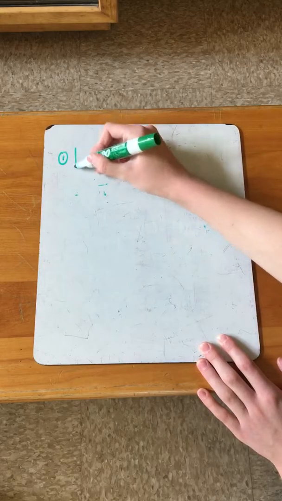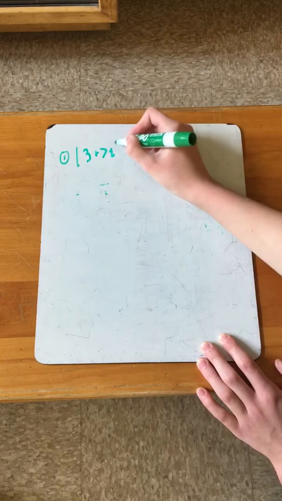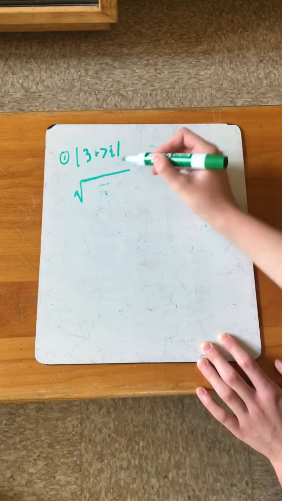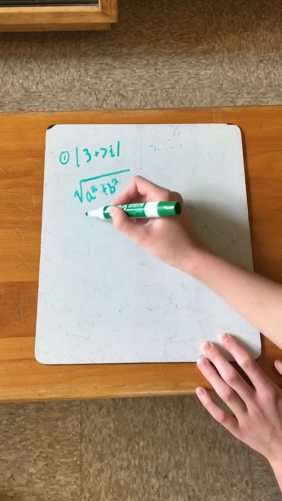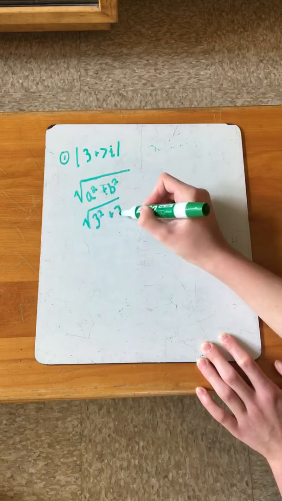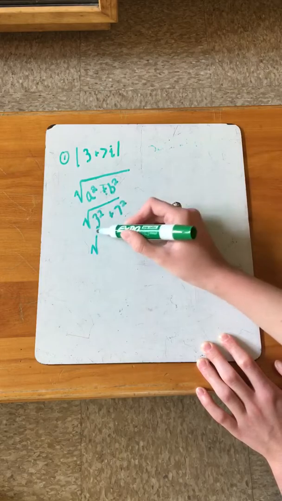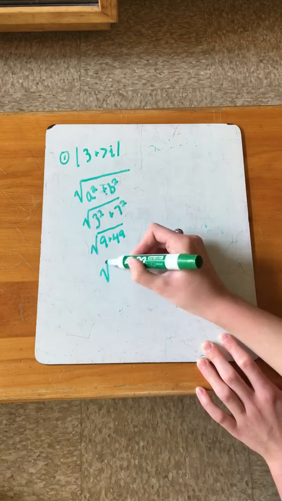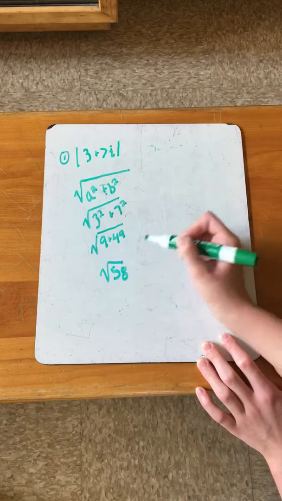For our first example, we have 3 plus 7i. Now what we're going to do is take the same formula of a squared plus b squared, and plug in 3 and 7. So 3 is a, so it's 3 squared plus 7 squared. This is then 9 plus 49, which gives you the square root of 58, which is your final answer.